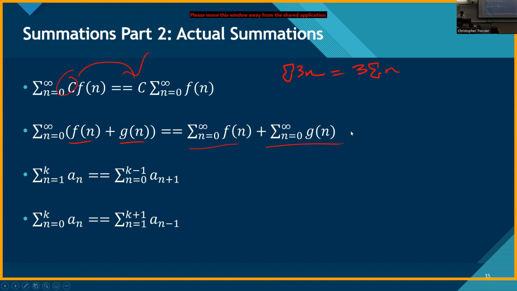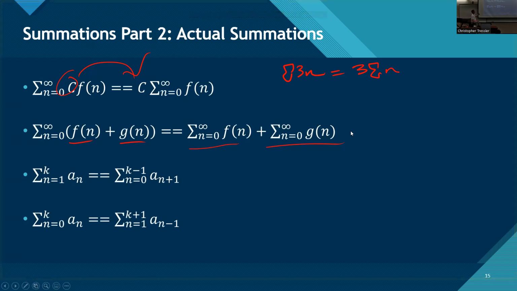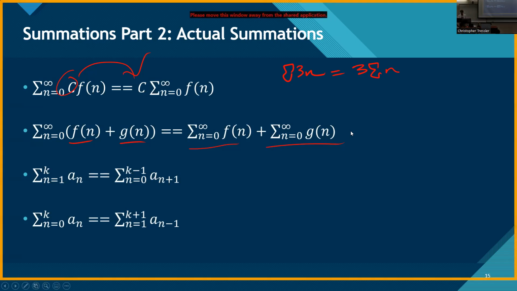Now down here, what these are describing is how we shift our initial index. If we had a summation that starts at n equals 1, and we wanted to change it to start at n equals 0, or vice versa, how do we actually do that? Now, this might look a little bit confusing right now, but don't worry, on the next slide I have some practice problems to show you what I mean by this. Also, something I didn't include on the slides, but I do want to mention real quick.